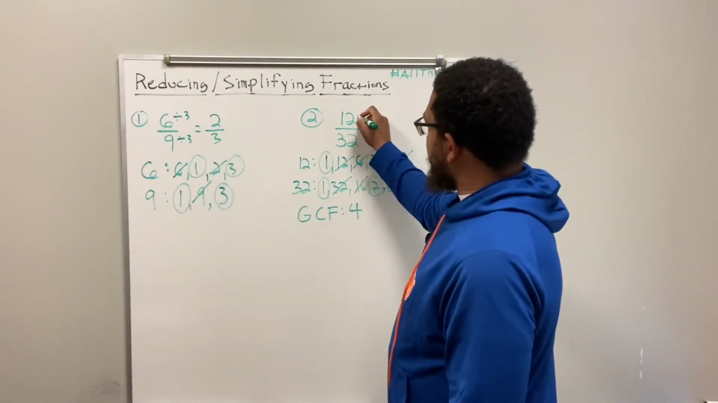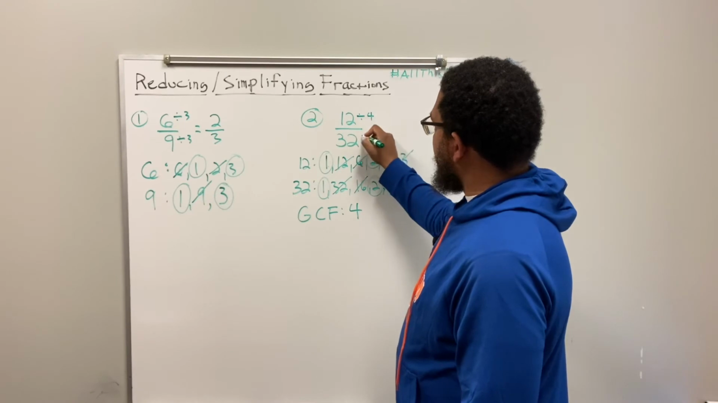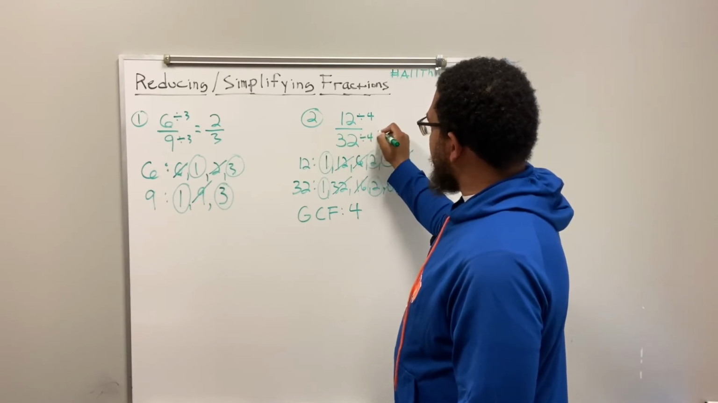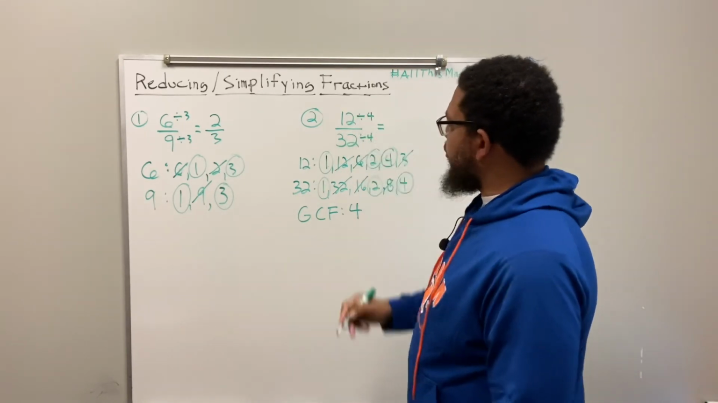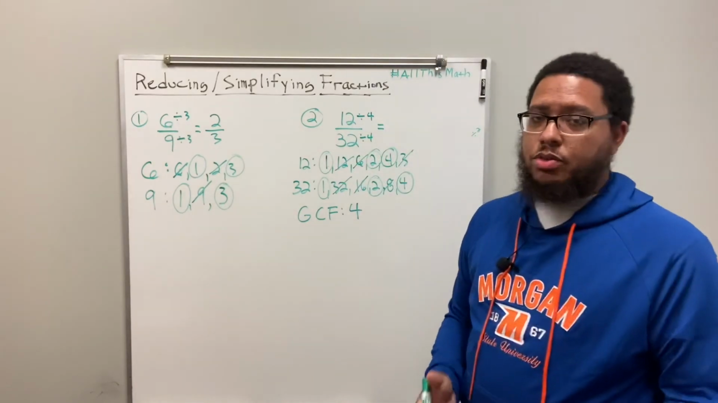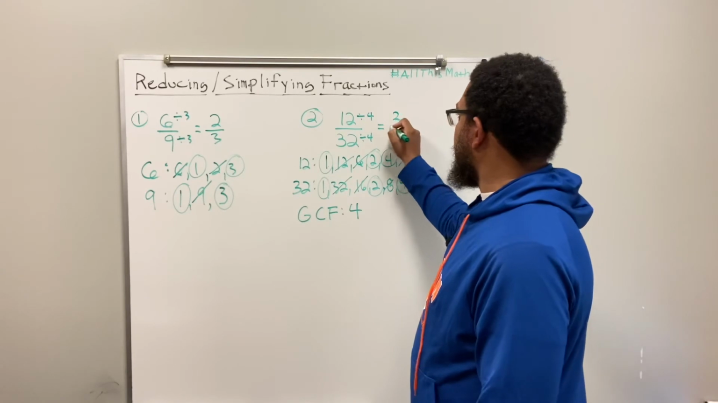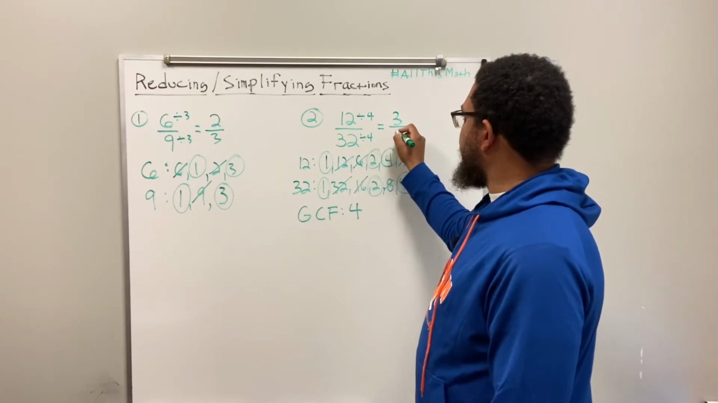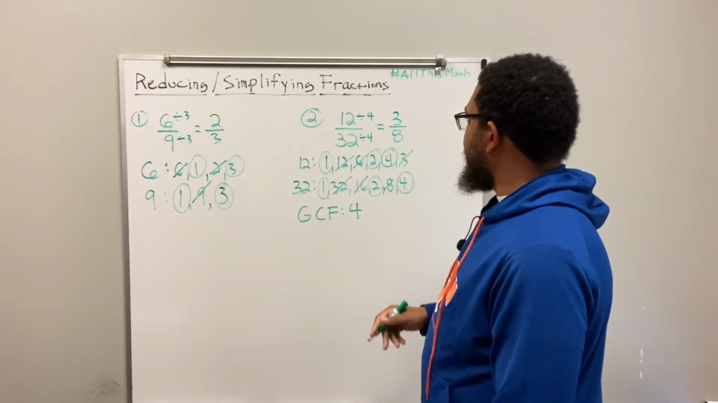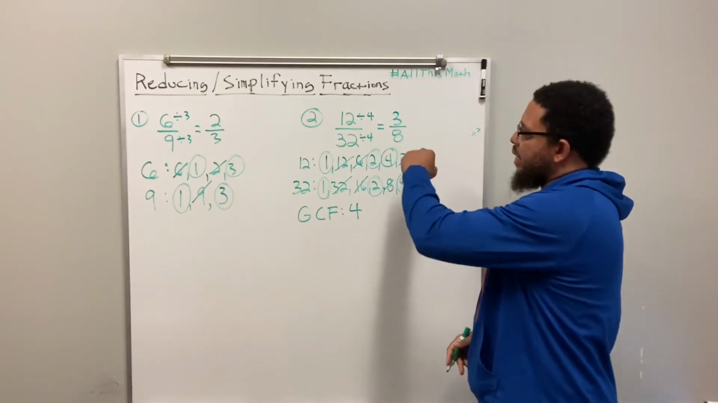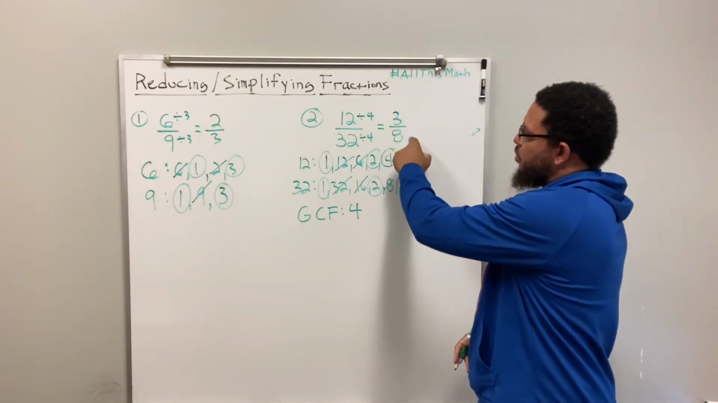So then you do 12 divided by 4, and we're going to do 32 divided by 4. Now 12 divided by 4, again, we need to know our division facts. You got to bring that to the table. 12 divided by 4 is 3. And 32 divided by 4 is 8. And now we know we're finished because the greatest common factor between 3 and 8 is 1.